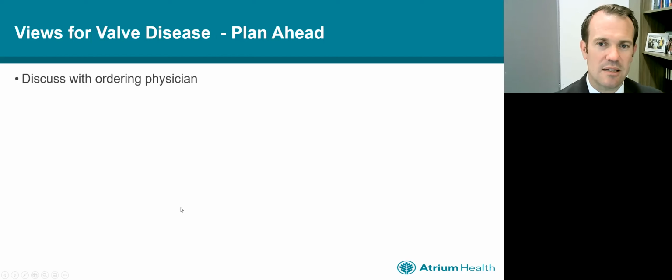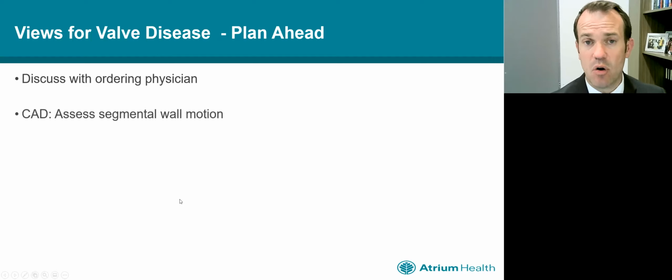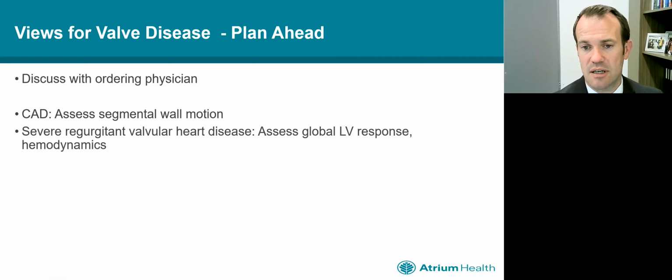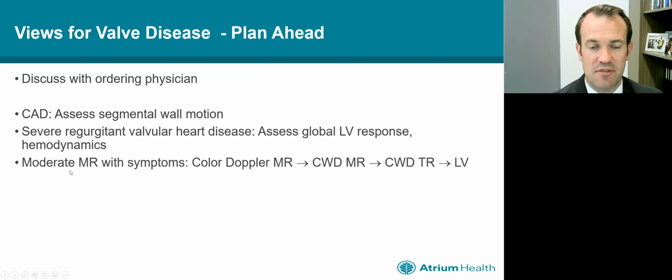It's really important in this context to discuss beforehand with the ordering physician what is the question at hand for that particular patient. Obviously, if it's coronary disease, we're going to be assessing segmental wall motion first. But if there's severe regurgitant lesions, oftentimes we're not going to be looking at the valve lesion itself. We're going to be looking at the LV global response for hemodynamics. If it's moderate mitral regurgitation with symptoms, we're going to be looking at that mitral regurgitation followed by the tricuspid regurgitation, looking at the estimated pulmonary pressures, and then the LV response. We want to see if that MR gets worse.